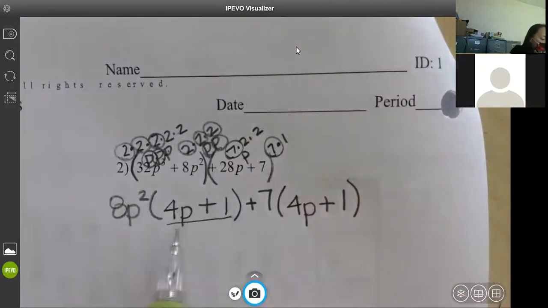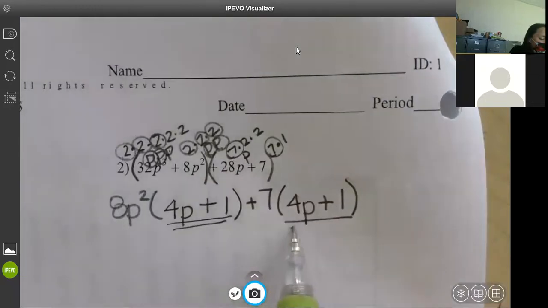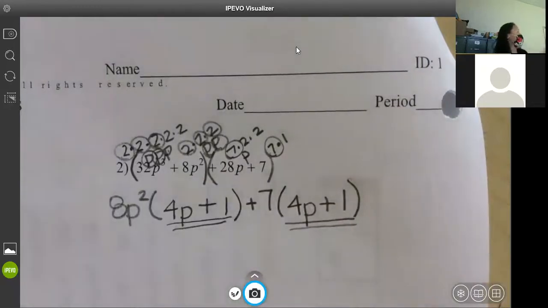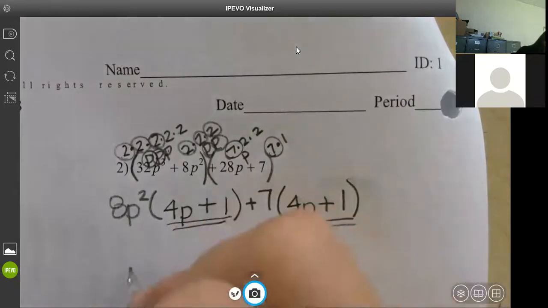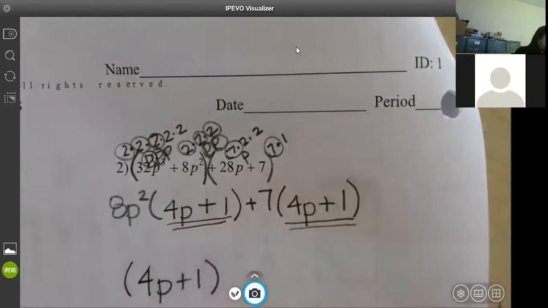You guys see these 2 right here, these 2 parentheses? If they are the same, you are doing it correctly. Got it? If they're the same, you're doing it correctly. If they're not, you got to fix it. Okay? That's going to be our first factor. And we're done with those.